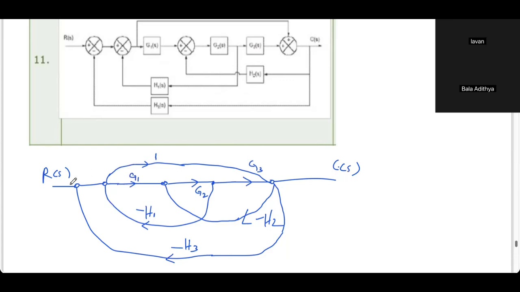So one summer, two summer, then G1. This output is going to the last one. Then you have G2, then you have G3. G2's output, you are taking it here. And here you're giving a feedback. Is this correct?